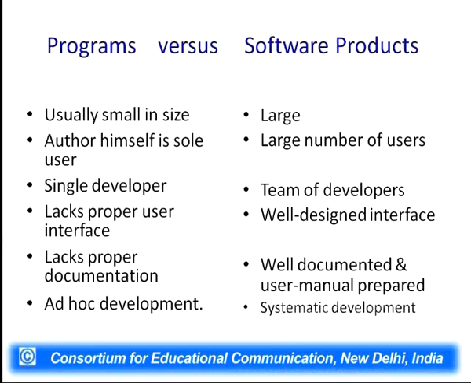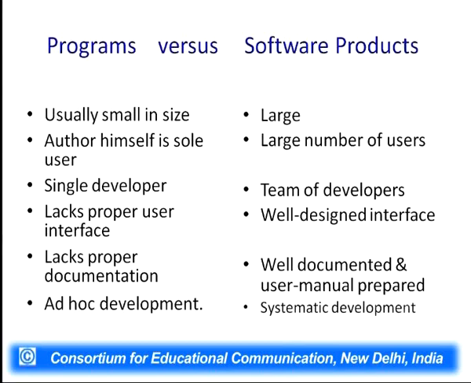So, when we talk about software products and we compare them with normal programs, there is a lot of difference between a program and a software product. A program is usually small in size, it may be a few hundred lines of code maximum, whereas software products are really large and they may incorporate several other programs in them. So, one software product may incorporate multiple programs which will run together and communicate with each other in order to work.